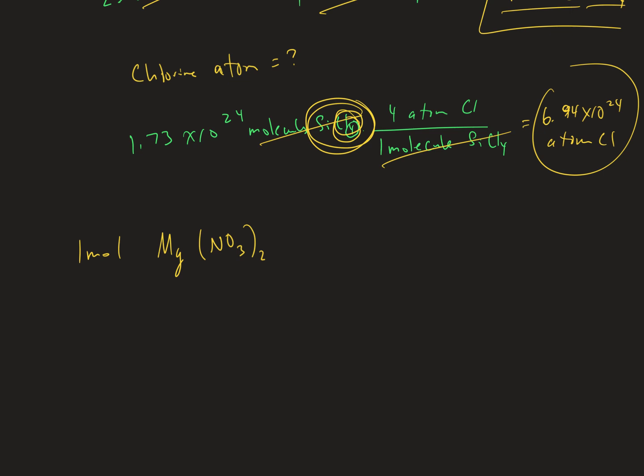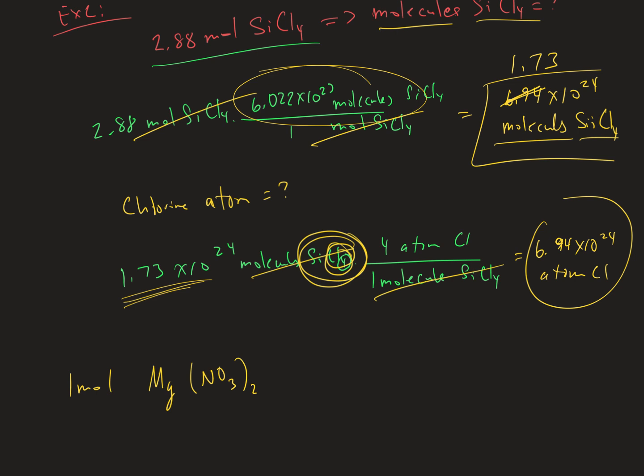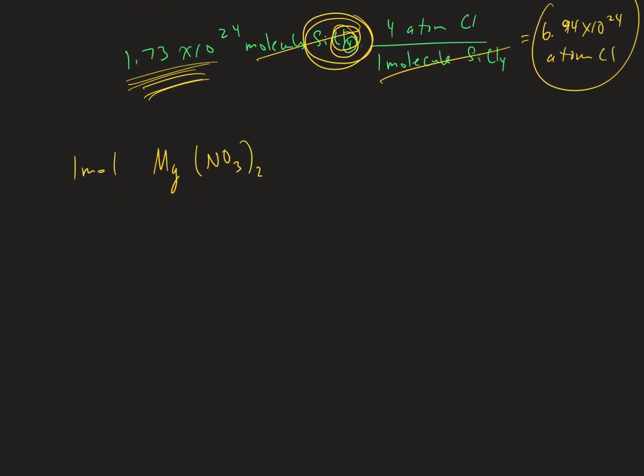And so here, I started with this number, or you started with this number. But if we started with this number and just kept converting until we ended up with atoms, you'd probably get my answer. Because this is a rounded answer, right? And that's why it's slightly different. Okay, so if we have 1 mole of magnesium nitrate, how many formula units of magnesium nitrate do we have?